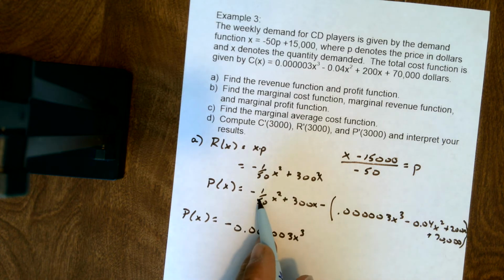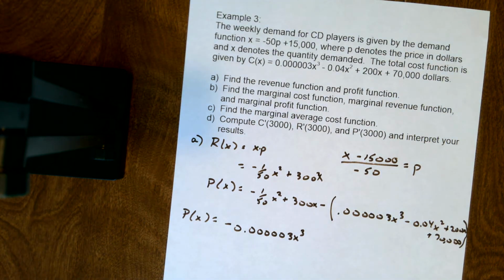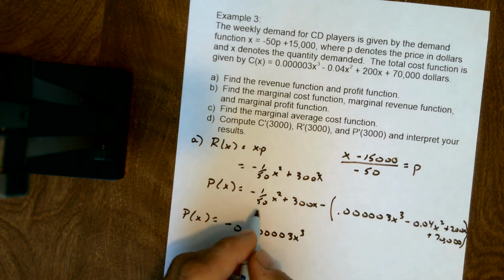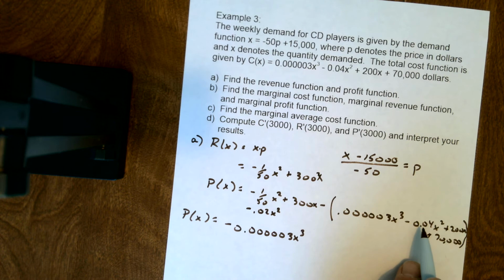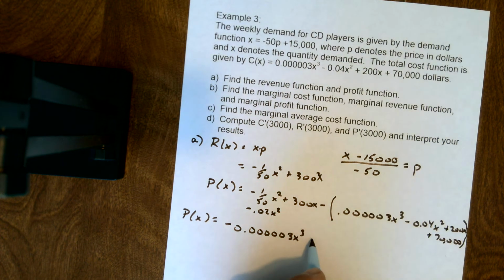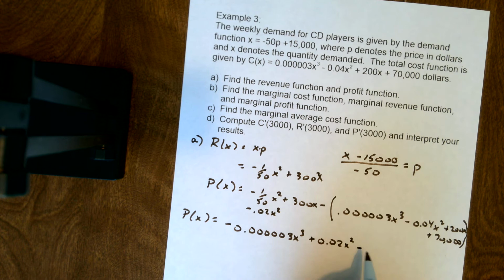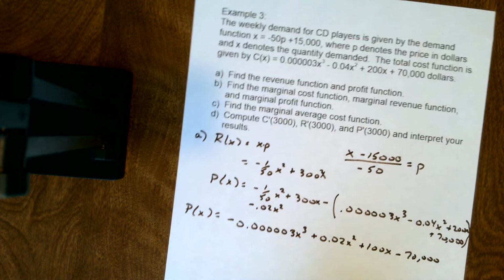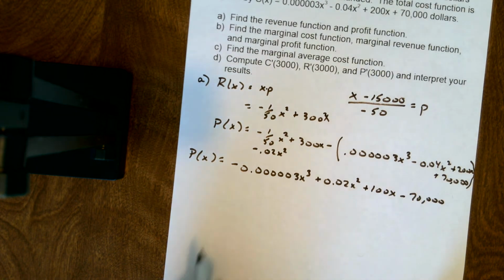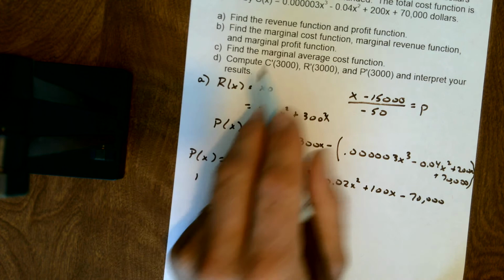Let's see, we have negative 1/50th x. If I take 1 and divide it by 50, I'm going to get negative 0.02, or negative 200th x squared. So I can add that. This is going to be a positive 400th x squared, so I get a positive 200th x squared. I have 300x minus 200x, which gives me a positive 100x, and then minus 70,000. And that's going to be my cleaned up profit function.